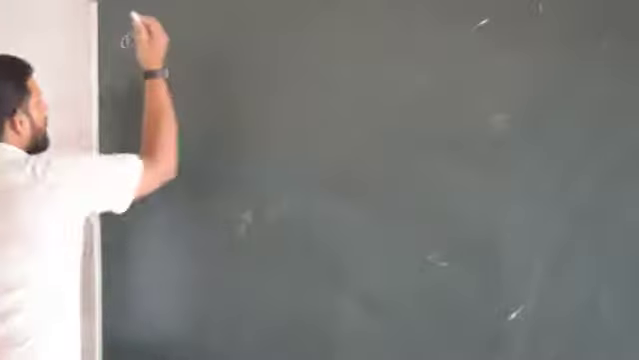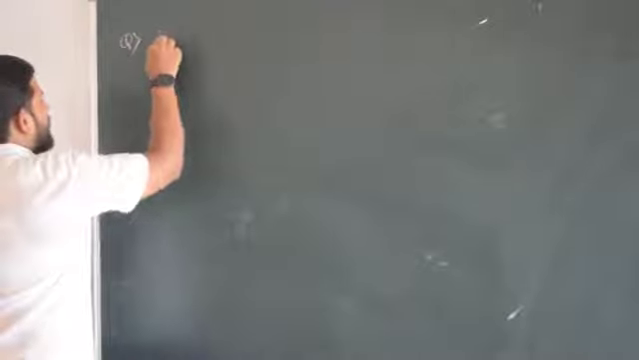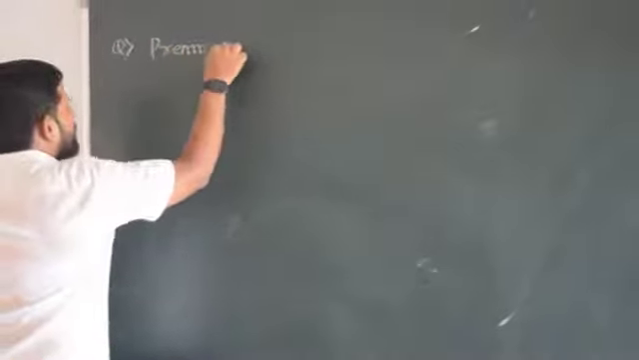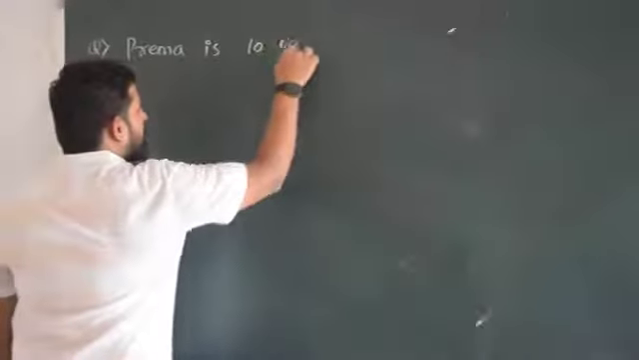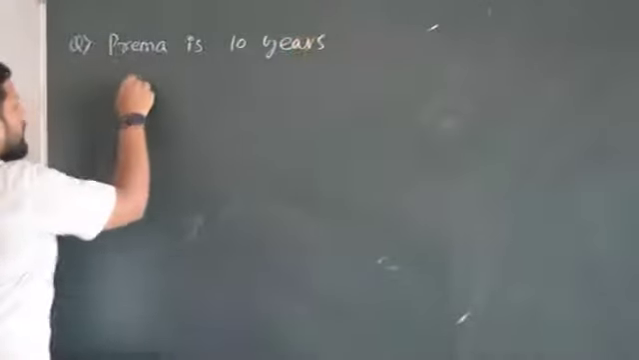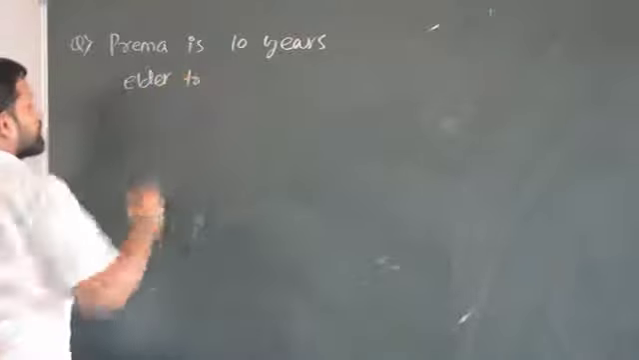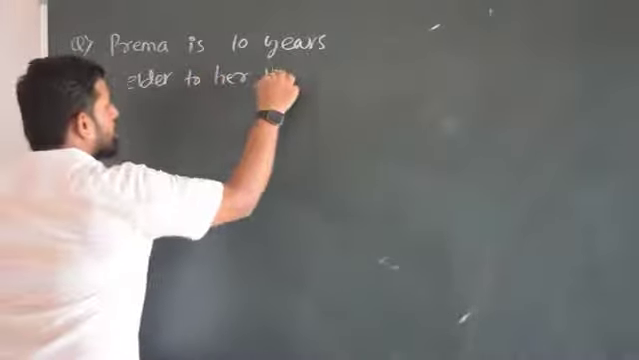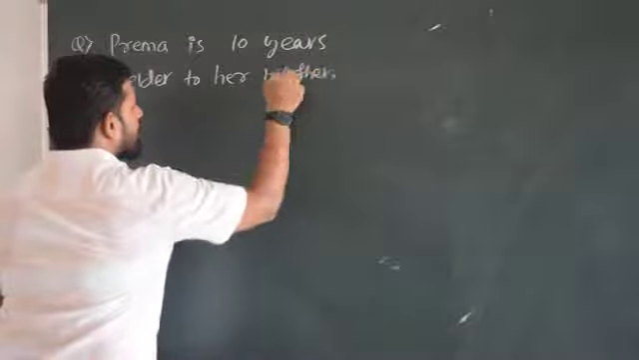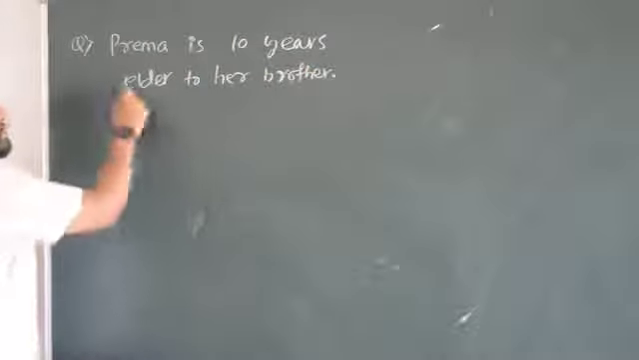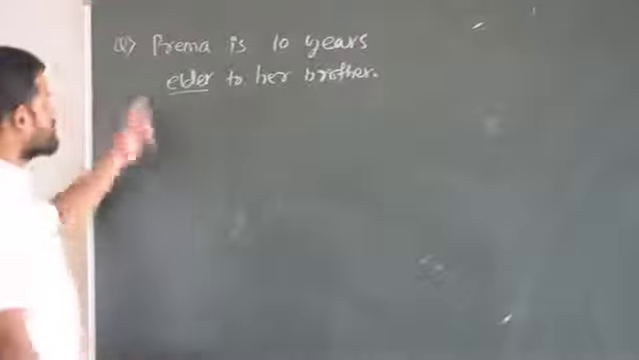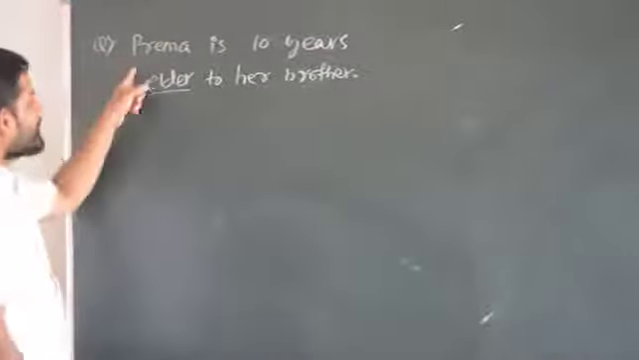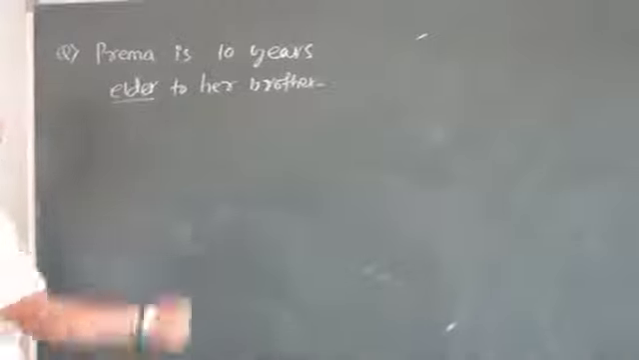So let me give you one more situation. Let us have a look at one more situation. That situation is like this. Okay, now look at this. Prema is 10 years elder to her brother. She is having a brother. She is 10 years elder. Elder means having more age, senior. That kind of seniority, right? So Prema is 10 years elder to her brother.